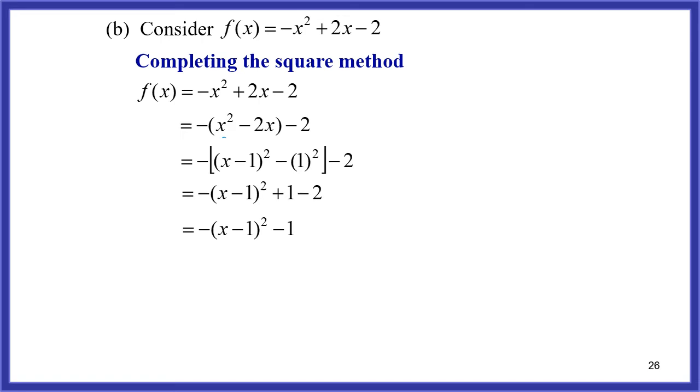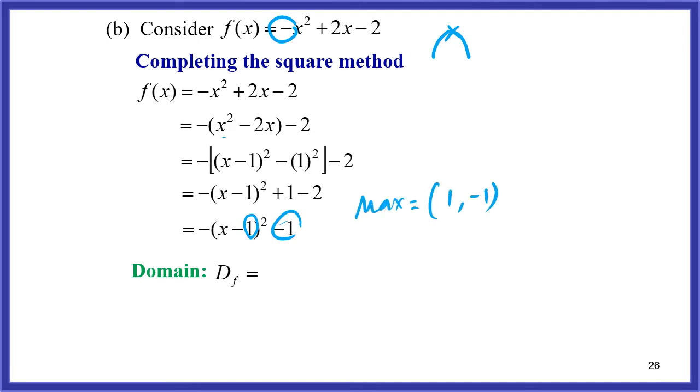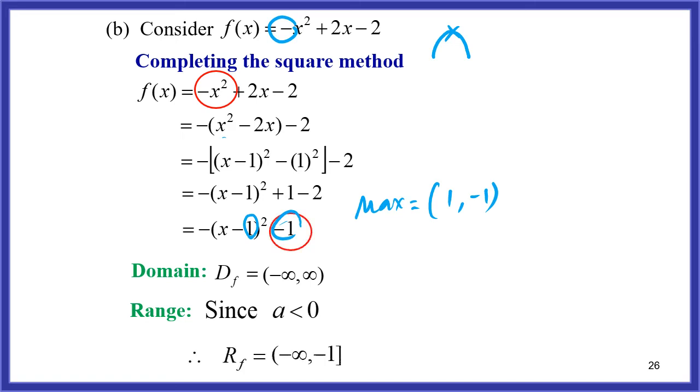From here we know our minimum point or maximum point. Why maximum? Because of the negative sign, so it's a sad function. So we have the maximum, (1, negative 1), as the h and k. So the maximum point is equal to (1, negative 1). The domain is always negative infinity to infinity. For the range, the maximum value of y is equal to negative 1, so it should start from negative infinity up to negative 1.